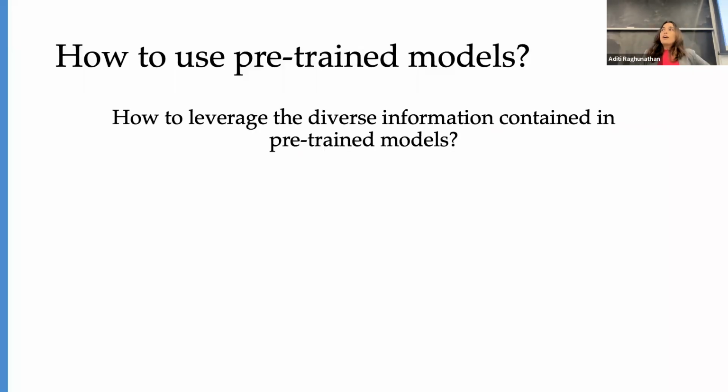Okay. So how do we leverage diverse information given in pre-trained models? In order to understand this question, let's start from one simple way to do that, which is let's compare two different ways of fine tuning and see if there's something interesting going on there and can we extract some general principles from that.